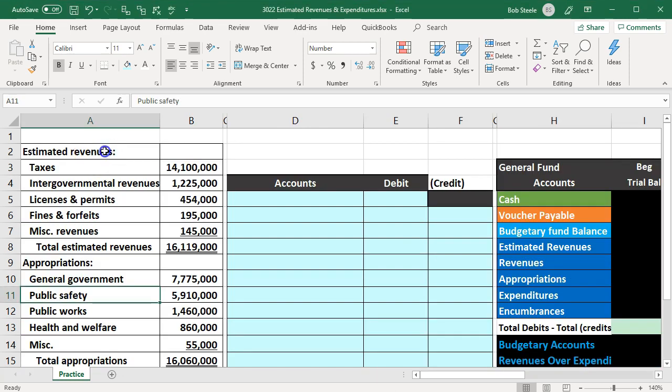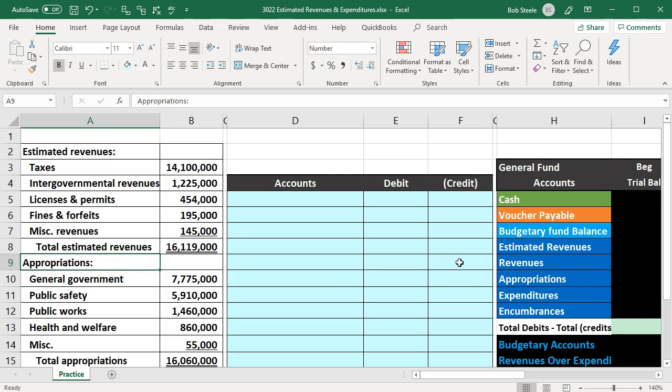So we have our estimated revenues and our appropriations on the left-hand side. We've got the estimated revenues from the governmental organization that's going to be coming from taxes. We have intergovernmental revenues, license and permits, fines and forfeits, miscellaneous, and other revenues. So these are going to be the sources of funds, of revenues in quotes, that we're going to have for the governmental organization. Then we have the appropriations.